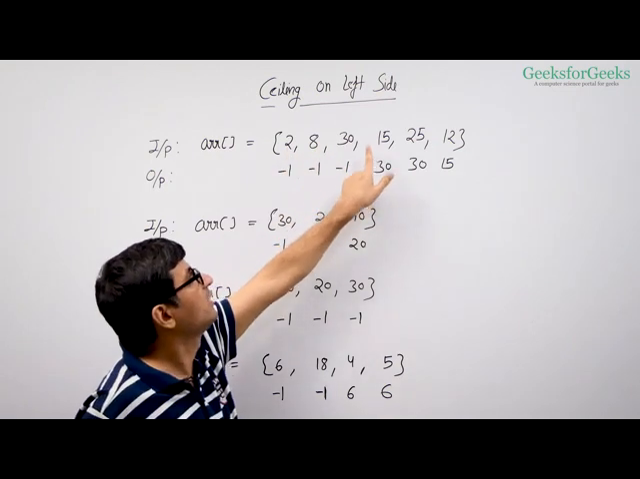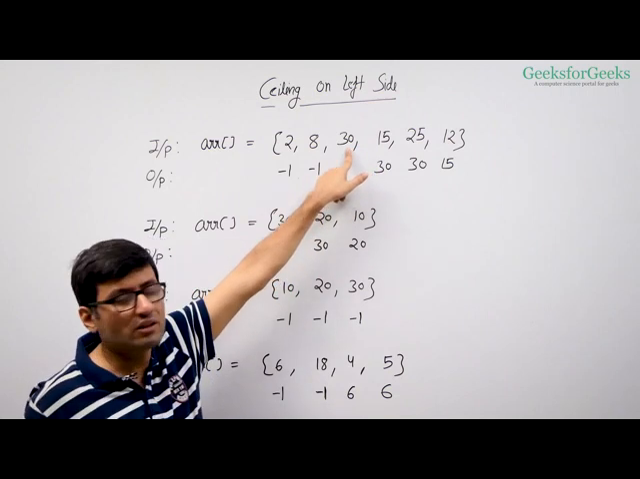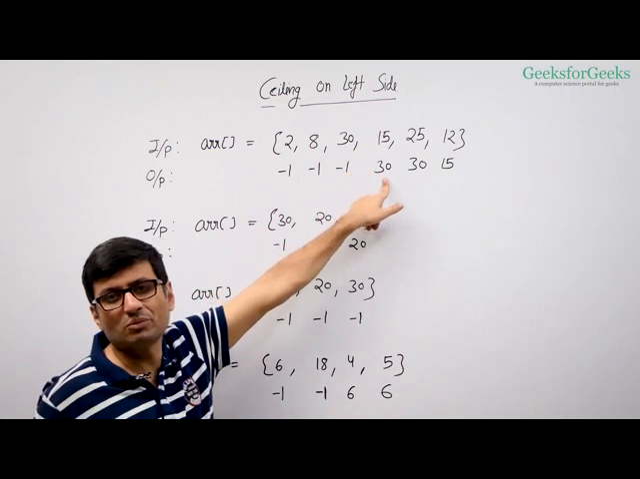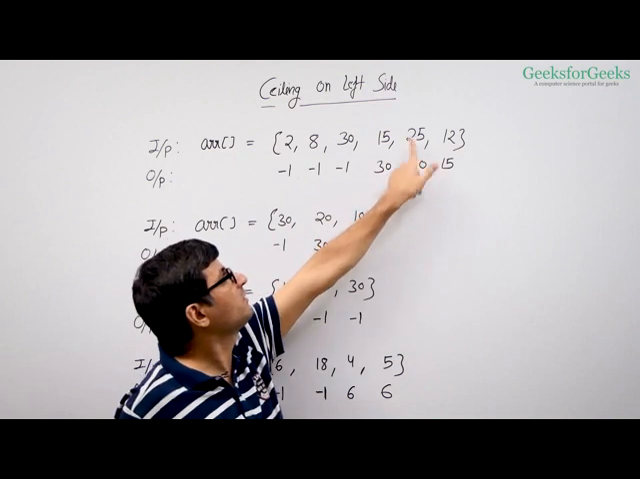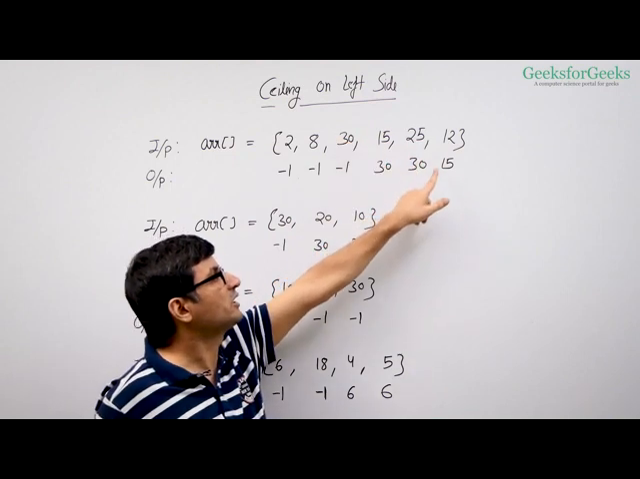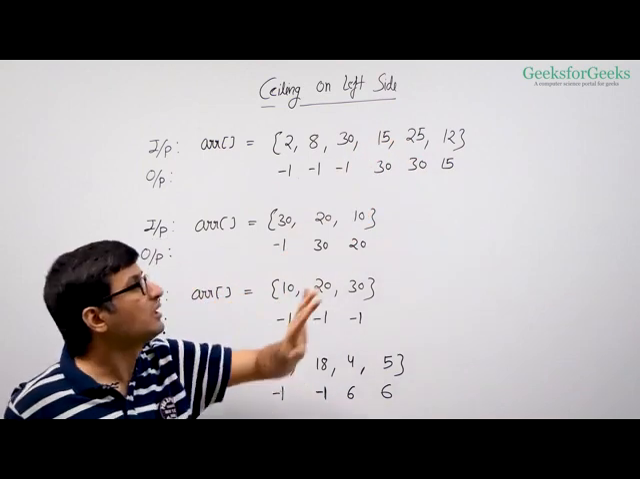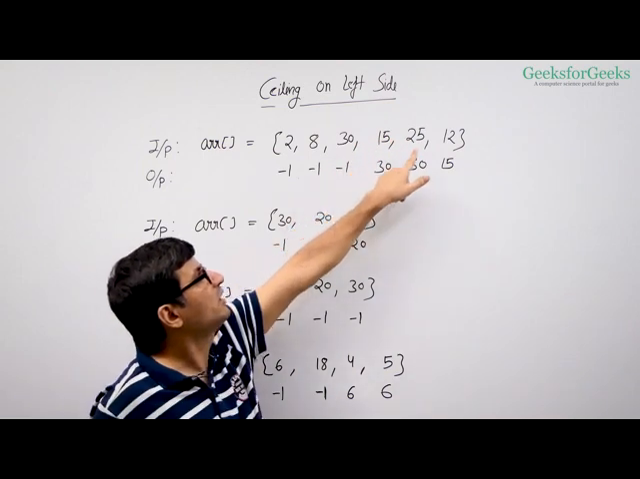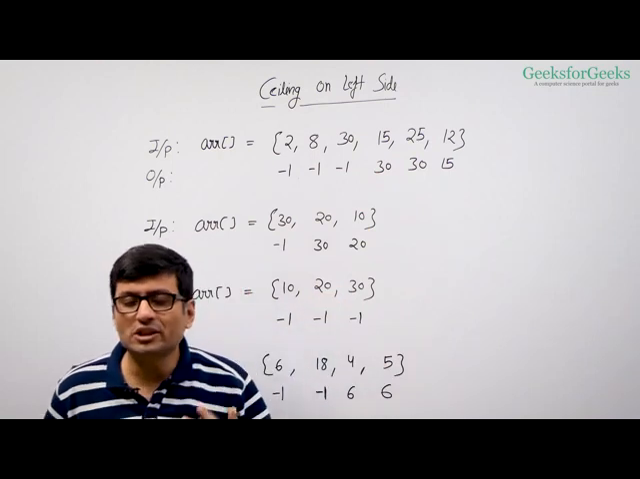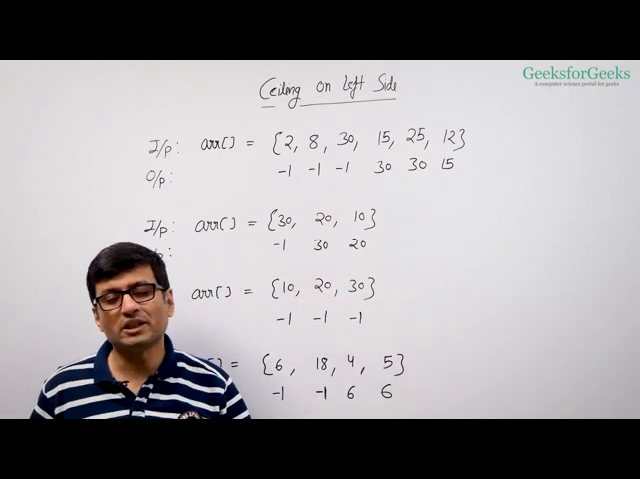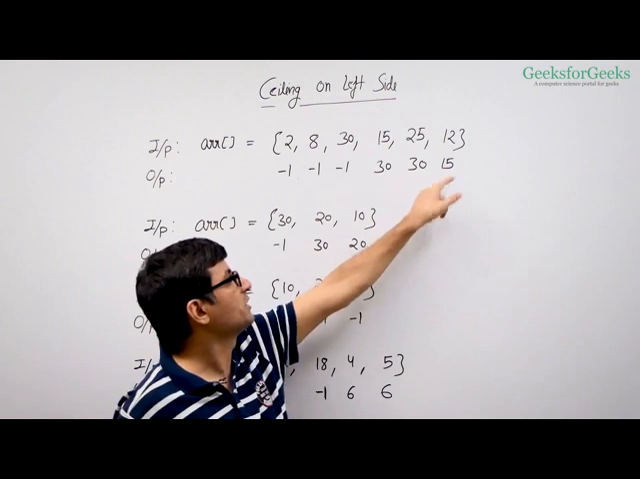For 15 there is only one element which is greater, so we print that element as the output of the ceiling. For 25 there is one element which is greater, so we print 30. For 12 we have three elements which are greater or equal: 30, 15 and 25. Out of these three elements we need to print the smallest one, so our output is 15.